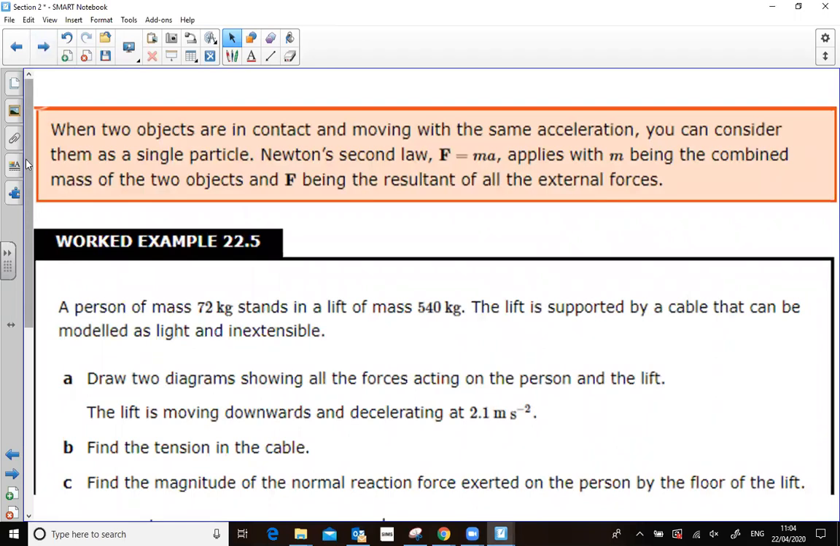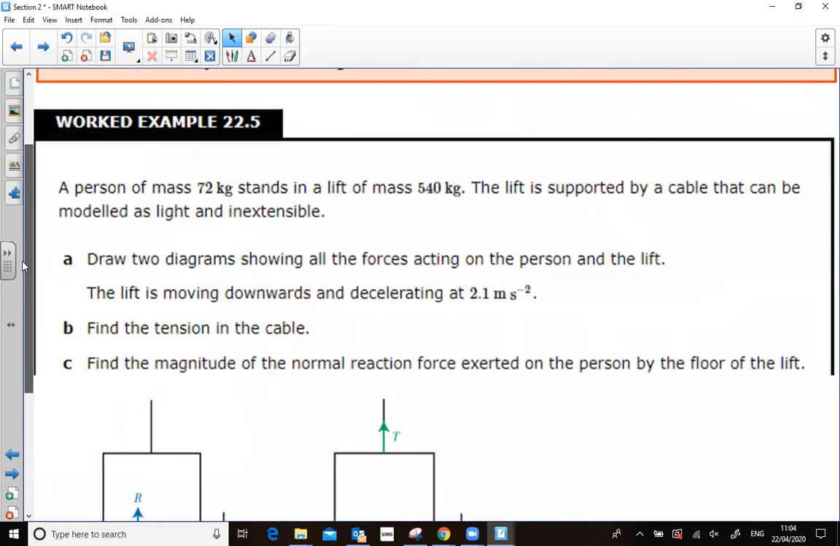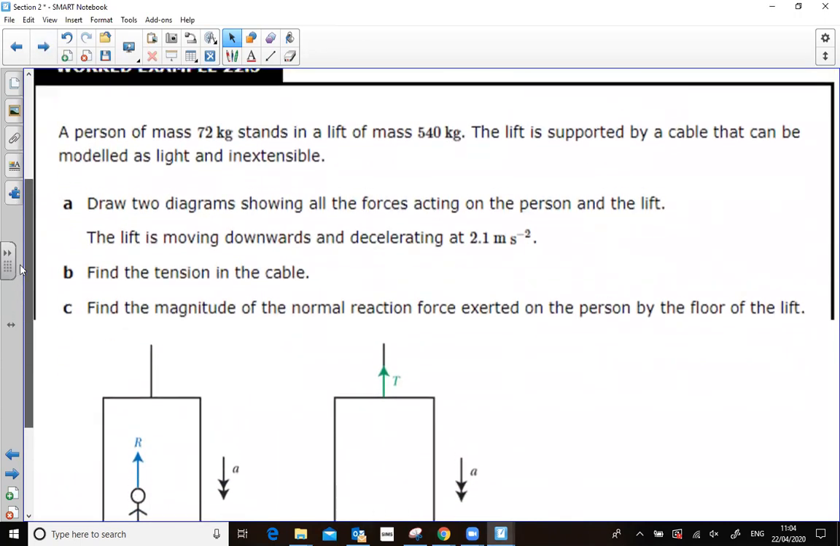Okay, so let's move on. Now, when two objects are in contact and moving in the same direction, you can consider them as a single particle. Newton's second law, F equals ma, applies with m being the combined mass of the two objects and F being the resultant of all the external forces. So let's have a look at an example where we can combine things together.